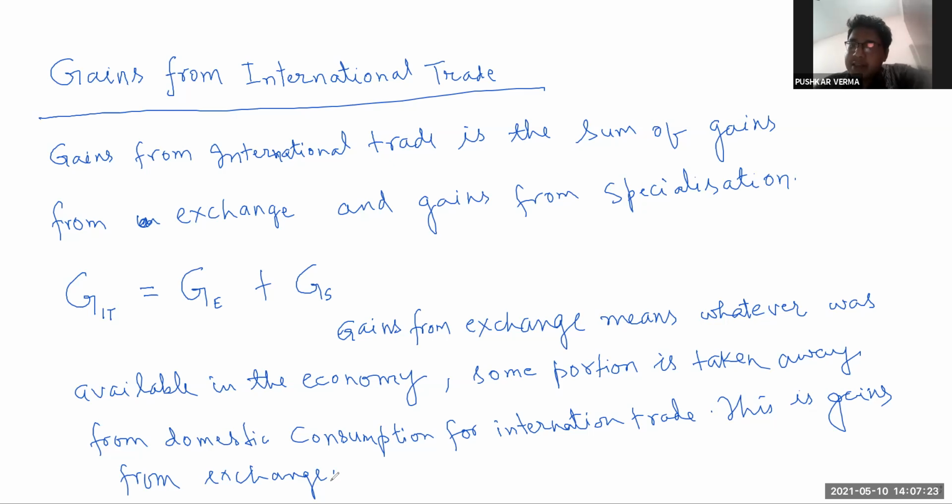Gains from international trade is the sum of gains from exchange and gains from specialization. GIT, that means gains from international trade, is equal to GE plus GS. Gains from exchange means whatever was available in the economy, some portion is taken away from domestic consumption for international trade. This is gains from exchange. Have you written?